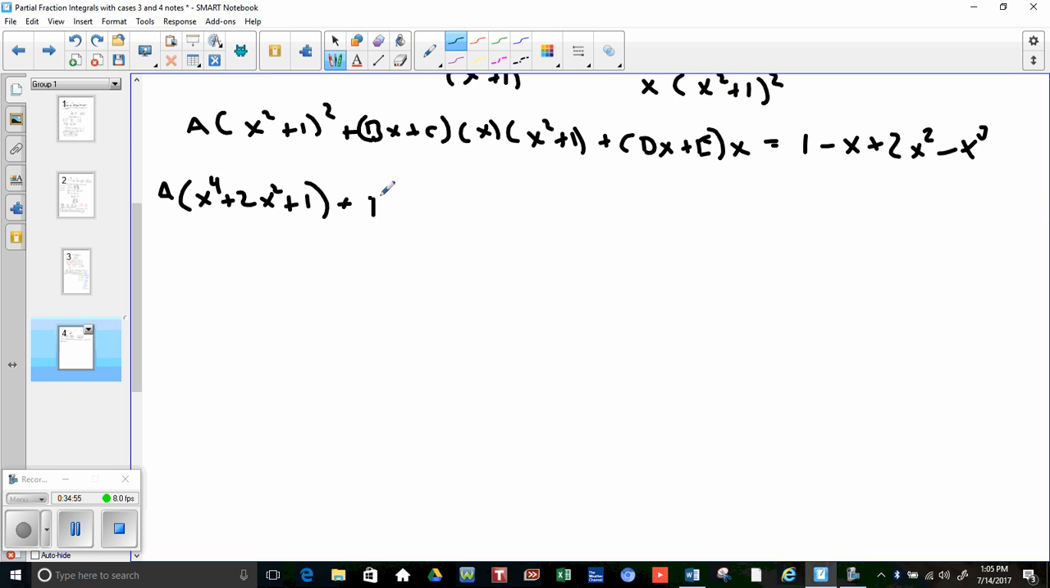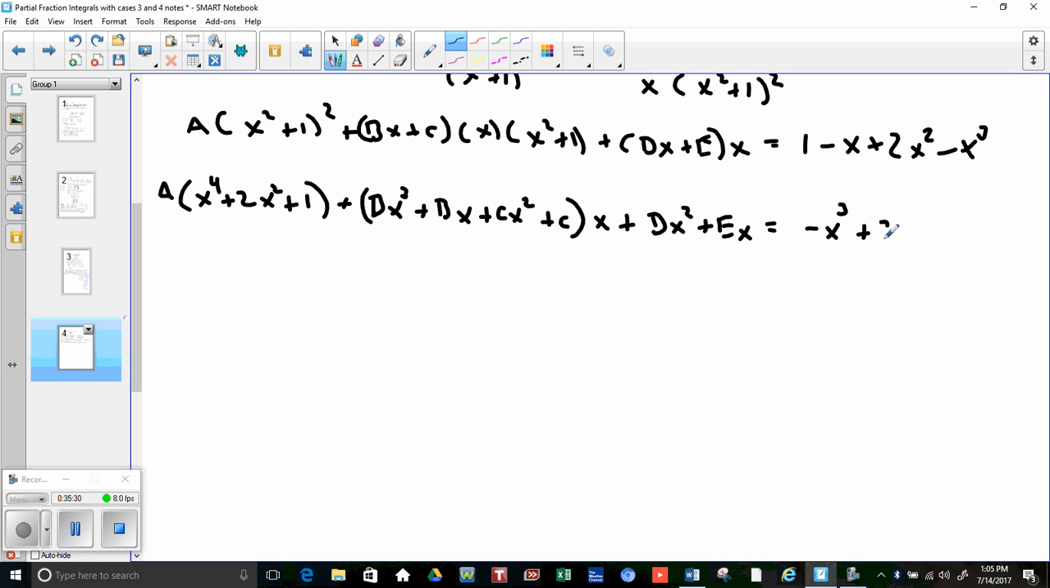So that'll be Bx cubed. Outer is going to be Bx. Inner will be Cx squared. Last is going to be C. And all that still has to get multiplied by that x right there. And then this one I can just distribute the x through, so that'll be Dx squared plus Ex equals. I'm going to rewrite this one in descending order: negative x cubed plus 2x squared minus x plus 1.